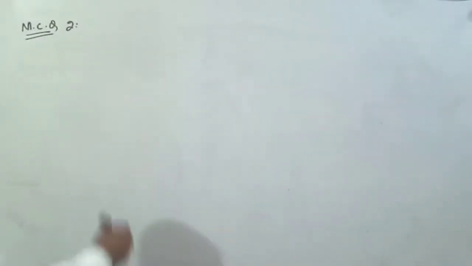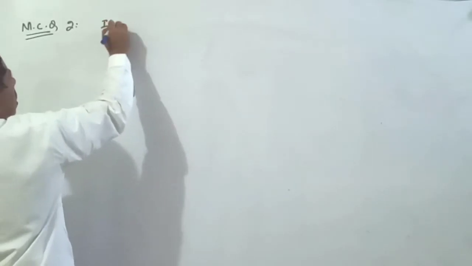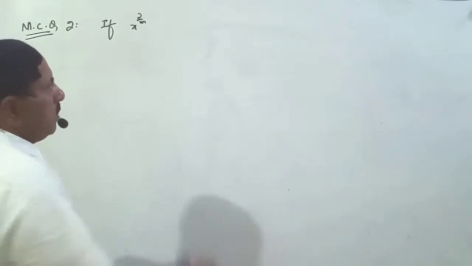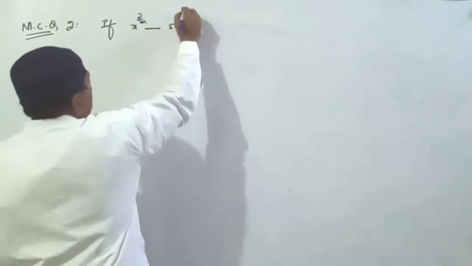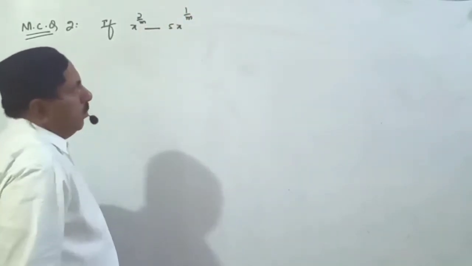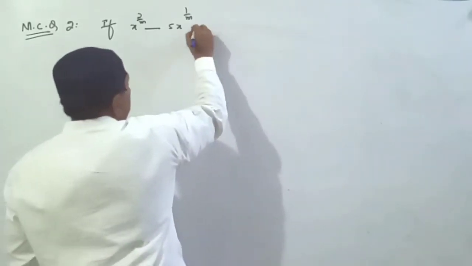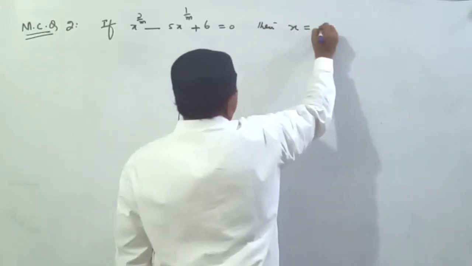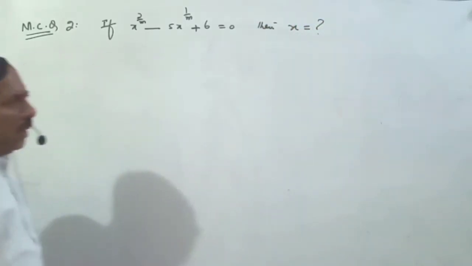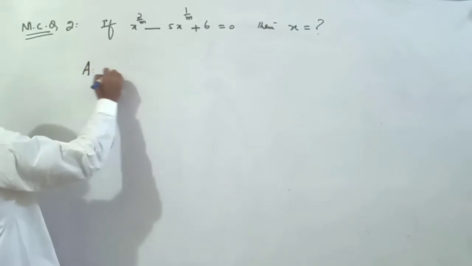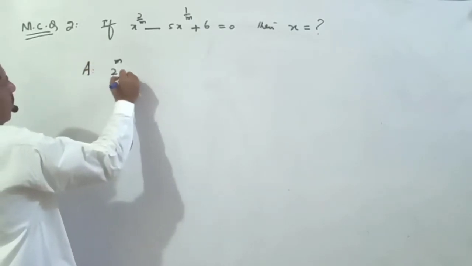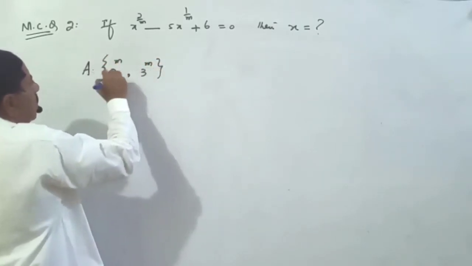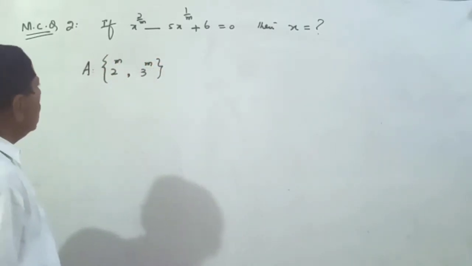If x power 2 upon m minus 5x power 1 upon m plus 6 is equal to 0, then what are the roots for x? A is the option. It's 2 power m comma 3 power m. B is the option.